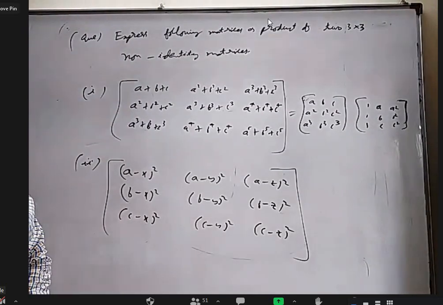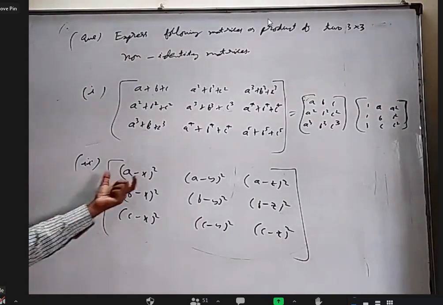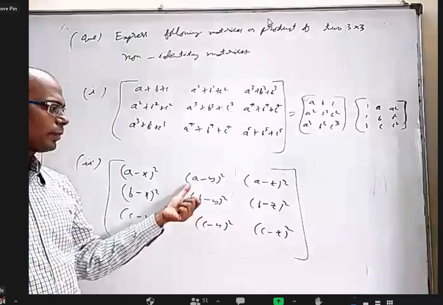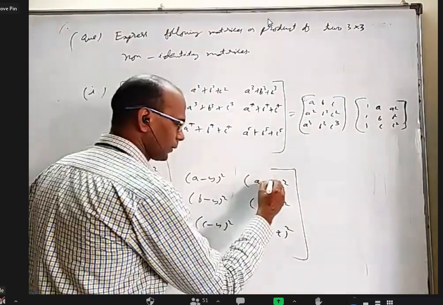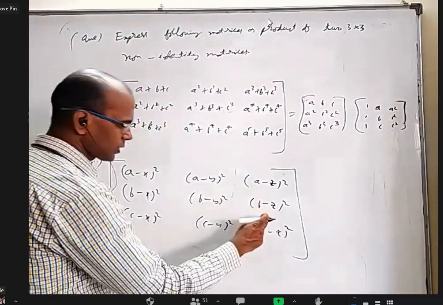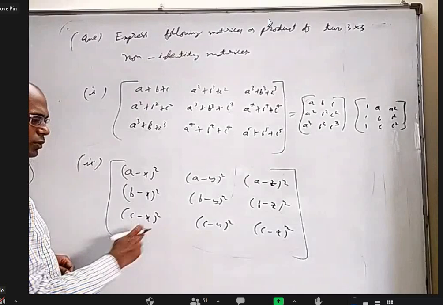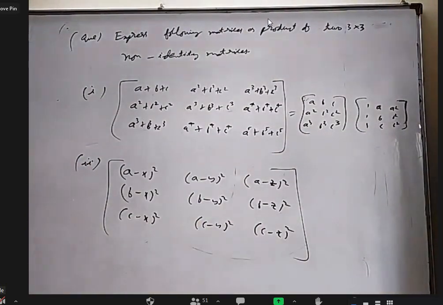It is possible to tell. So if you want, you tell the second question? You want me to read it? A minus x whole square, A minus y whole square, A minus z whole square, B minus x whole square, B minus y whole square, B minus z whole square, C minus x whole square, C minus y whole square, C minus z whole square.